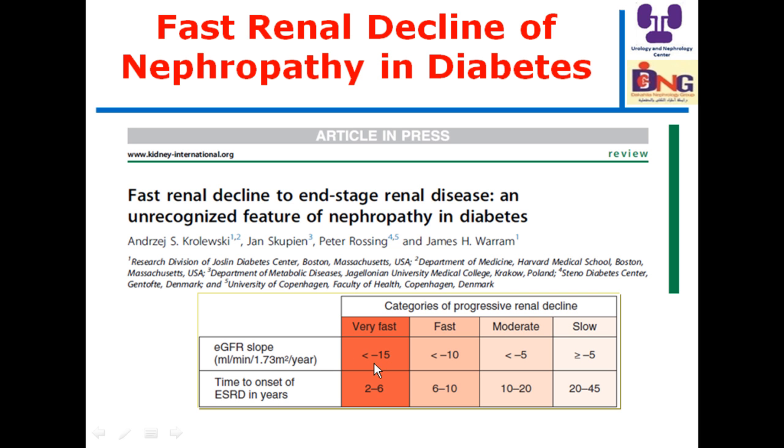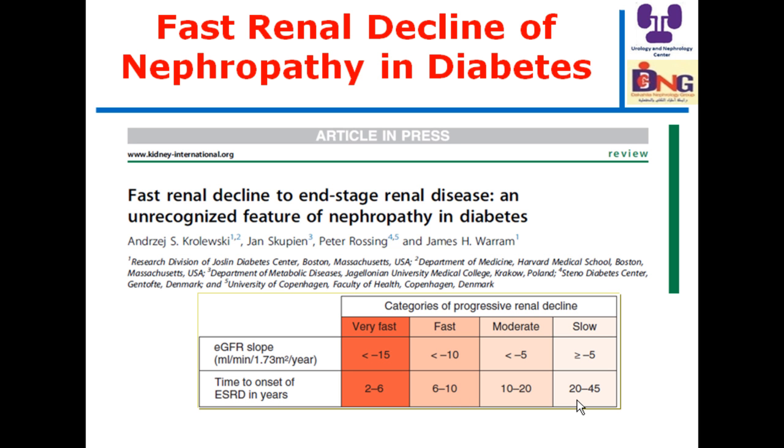If the GFR is reduced by more than 50 milliliters per minute per year, this is a very fast progression. Fast is below 10 milliliters per minute, moderate is 5 to 10, and below 5 is the slow progression. The degree of progression predicts the occurrence of end-stage kidney disease. If the patient is within the very fast progression group, we can expect end-stage kidney disease within 2 to 5 years. But if the patient is within the slow group, the progression to end-stage may take a very long period, between 20 to 45 years.